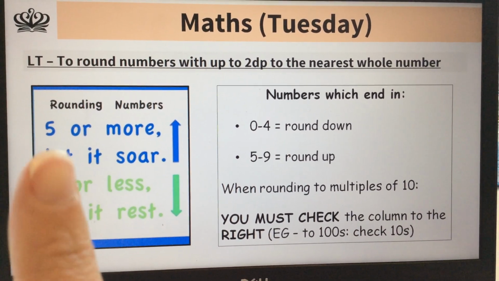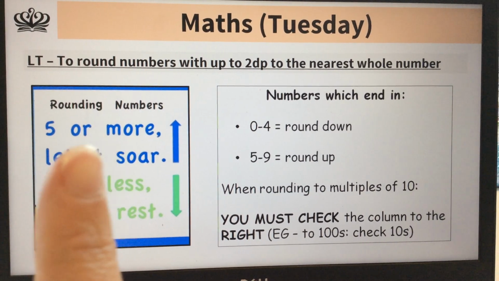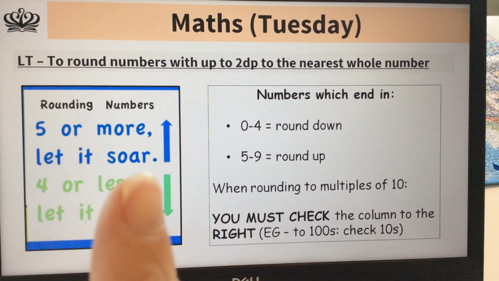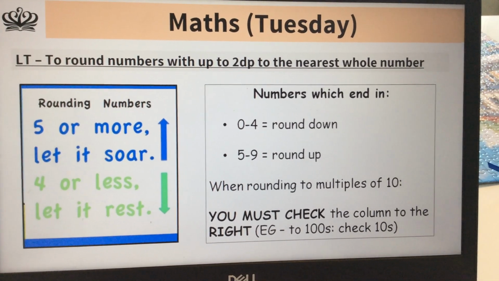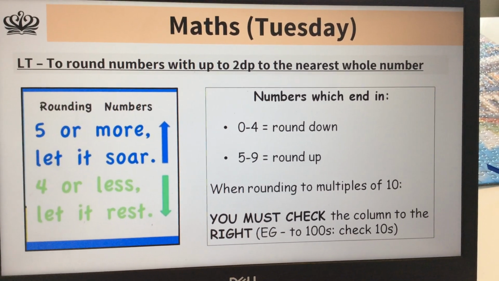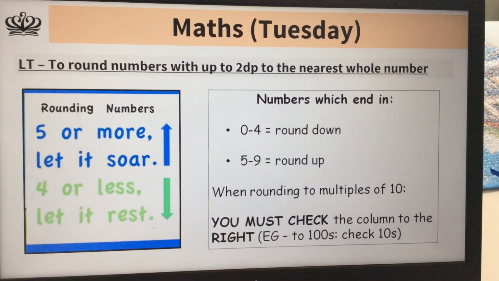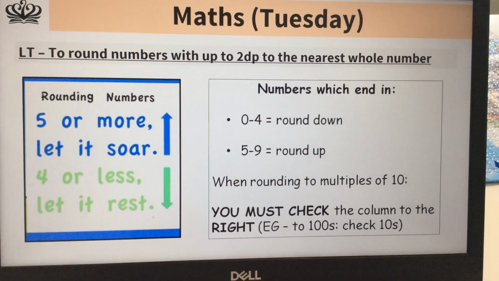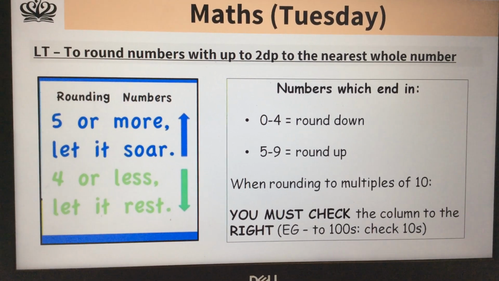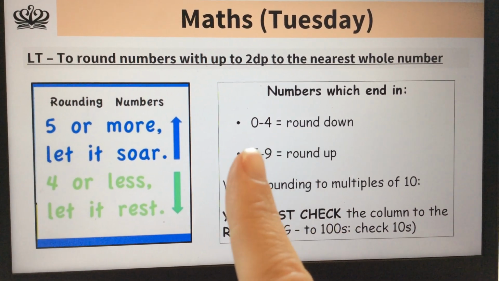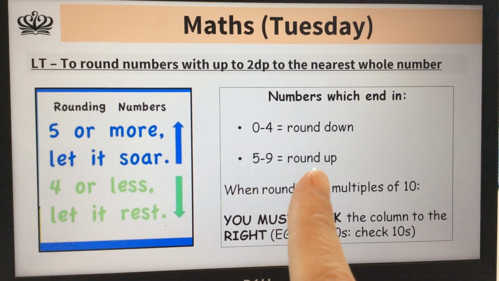When we round numbers, if it's a 5 or more, so a 5, 6, 7, 8 or 9, it's going to be rounding up, let it soar. If it's 4 or less, so if it's 4, 3, 2 or 1, then it rounds down. Okay, so we have to remember that rule for today's learning. So numbers from 0 to 4 round down, numbers from 5 to 9 round up.